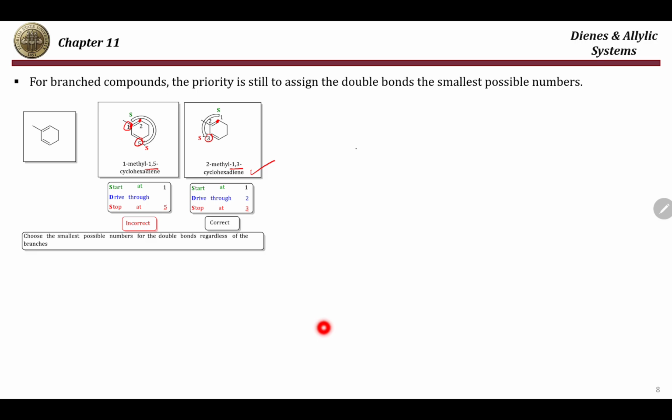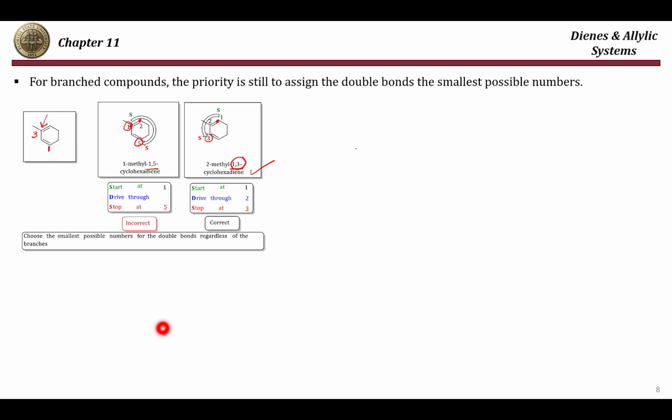Now someone might say, why don't you, for example, start numbering from here? Well, yes, if I start counting from here, this will be 1 and this will be 3. So this will assign the same number to the double bond, which is good. But the problem here is that my methyl group is now at position 3. And the second priority after giving the double bonds the smallest possible numbers is to give your branches the smallest possible numbers.